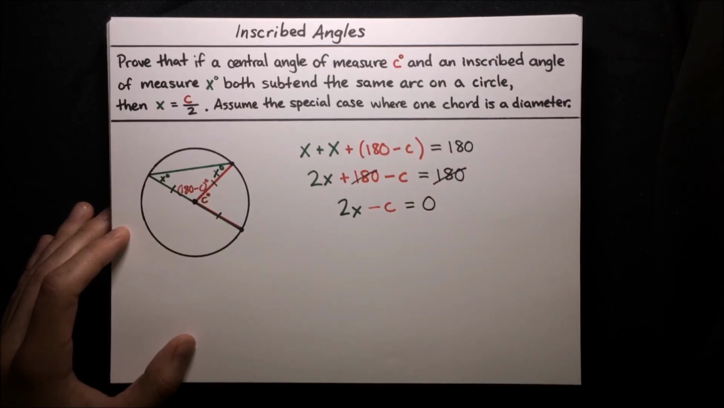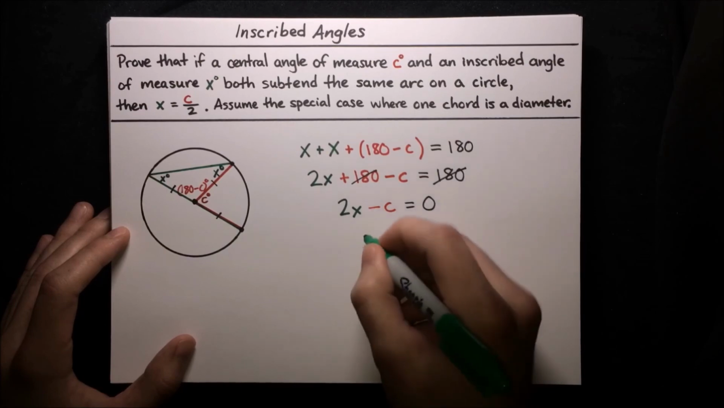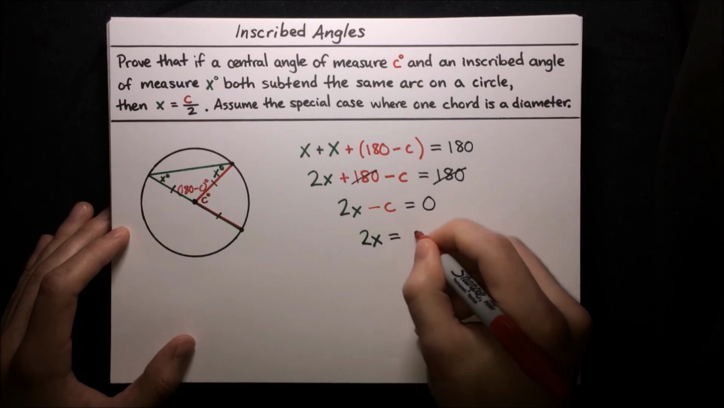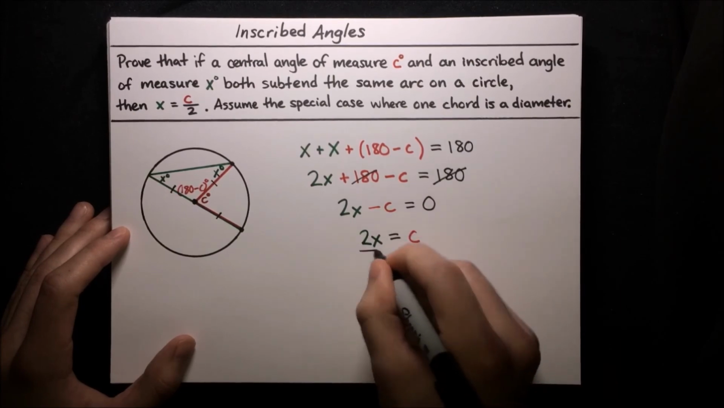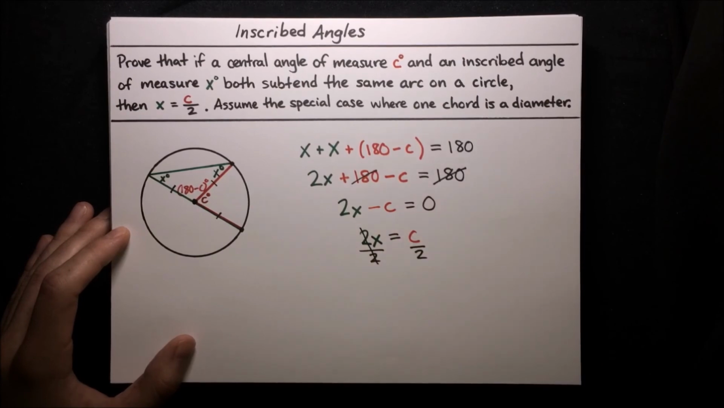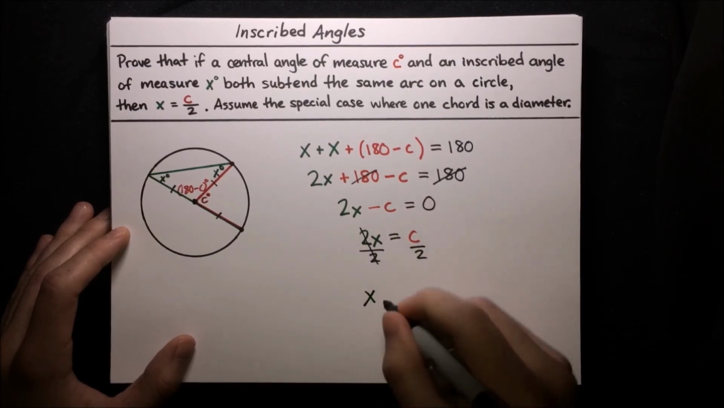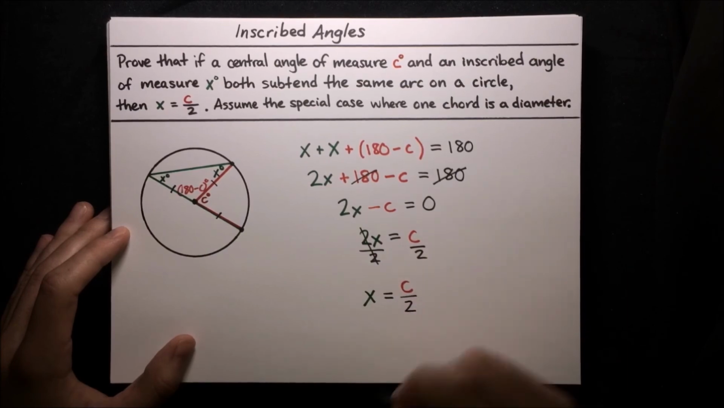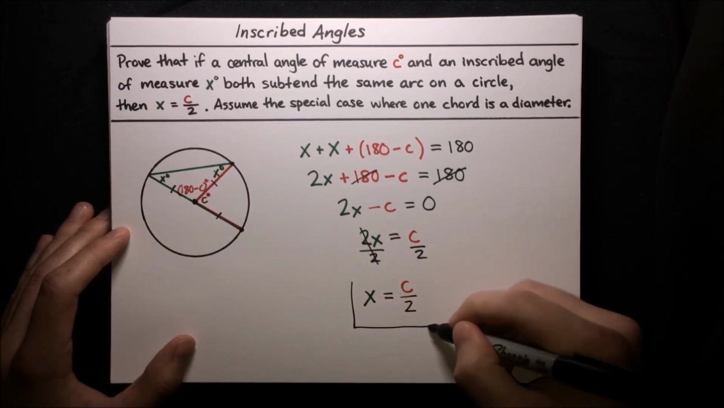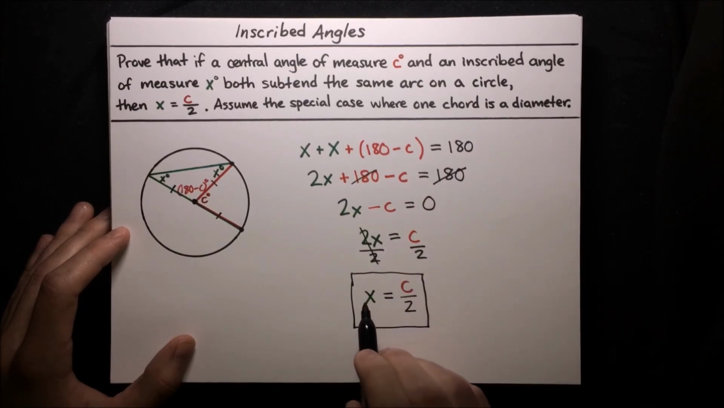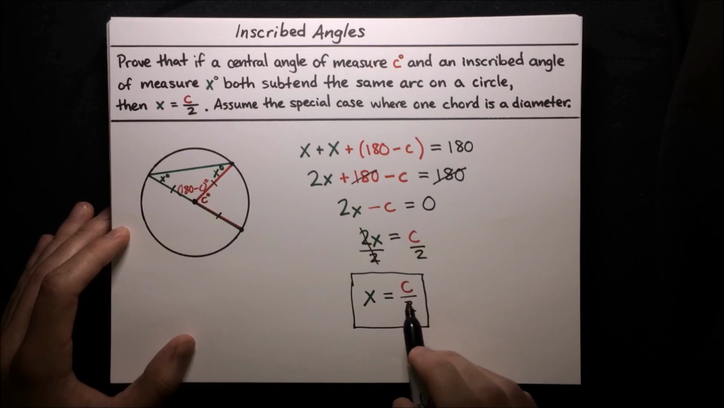Now to get x alone, we can add c to both sides. So we'll have 2x equals c. And then just divide both sides by 2. That'll cancel out the 2 that's on the x. And we end up with x equals c over 2. So there we go. We've got it. That's what we wanted to prove. The measure of the inscribed angle, x, is equal to half the measure of the central angle.